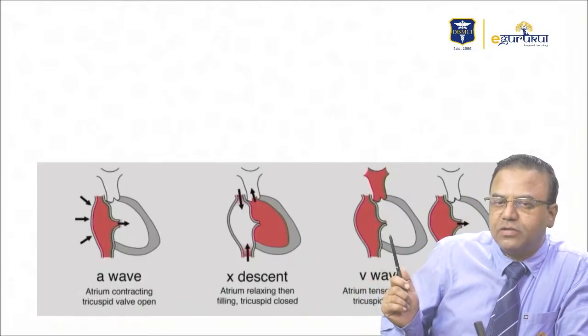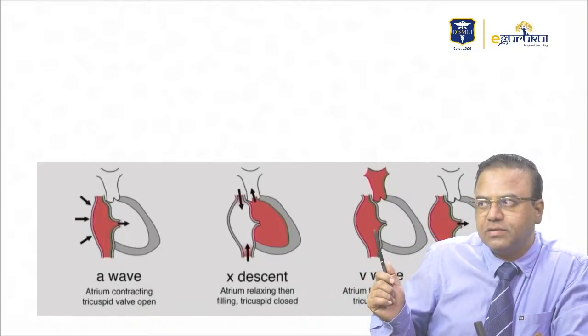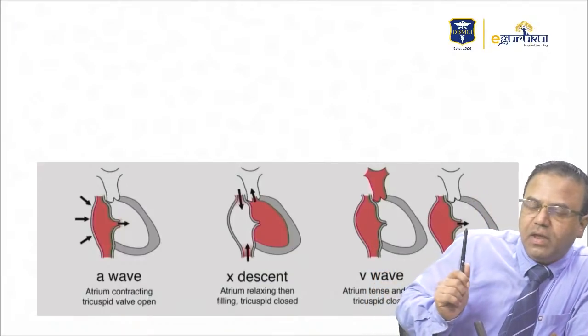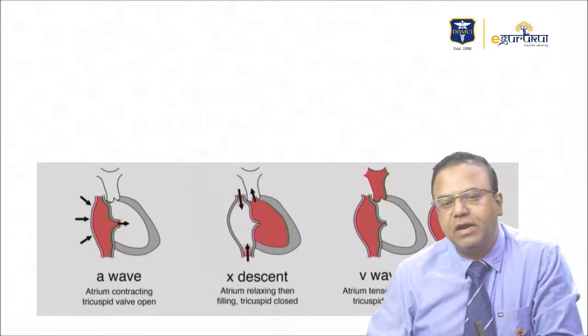When the ventricle is contracting, the tricuspid valve is closed. It continues to fill the blood in the right atrium. And this is the reason why you're getting the V wave. And ultimately, when the valves open, the emptying of the atria into the ventricle results in the Y descent.